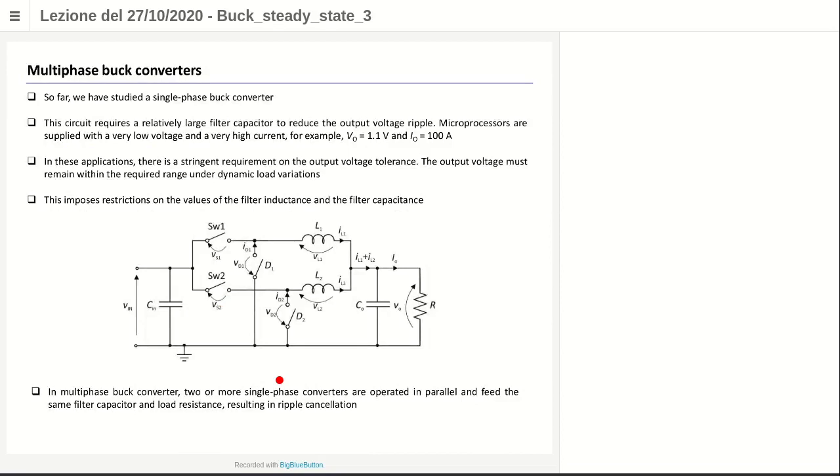Okay? Questions about this consideration?